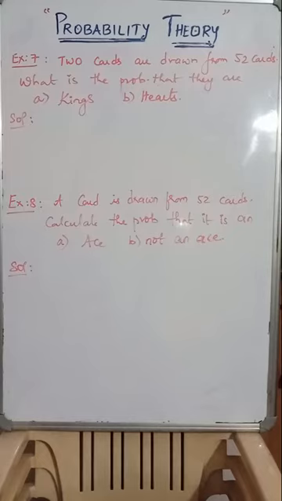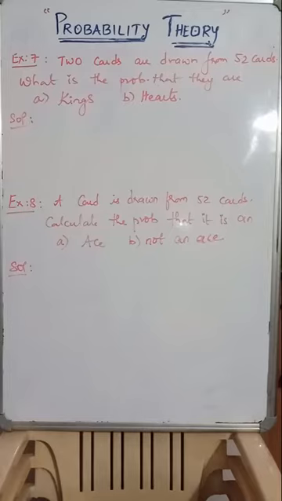Guys, in the previous video I have shown you the structure of playing cards, right? Completely how the playing cards are bifurcated in terms of colors, symbols, numbers and face cards. One diagrammatical structure I have shown you in the previous video. Now based on that, these two problems are from the playing cards experiment itself. So let us see.